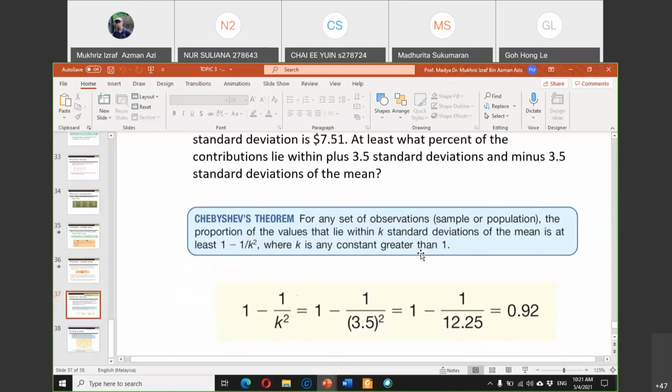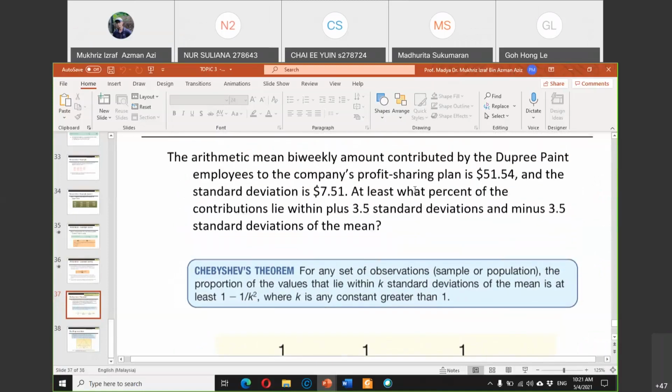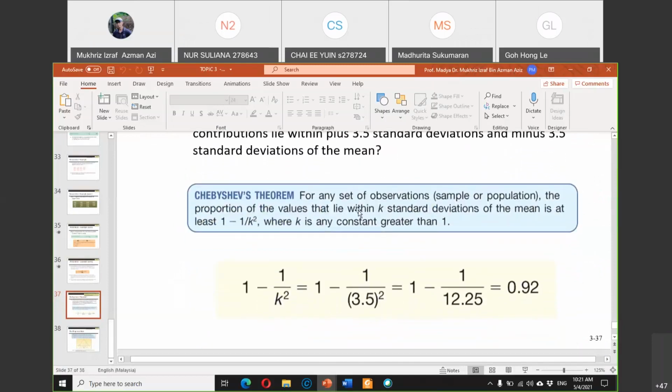So yeah, the Chebyshev theorem. You have your slide with you. Basically the formula is 1 minus 1 over k squared. When your k is 3.5, meaning the standard deviation is 3.5, we are talking about 92% of your data, almost more than 90%, 92% to be exact, lying within 3.5 standard deviations. So that is what Chebyshev's theorem is.